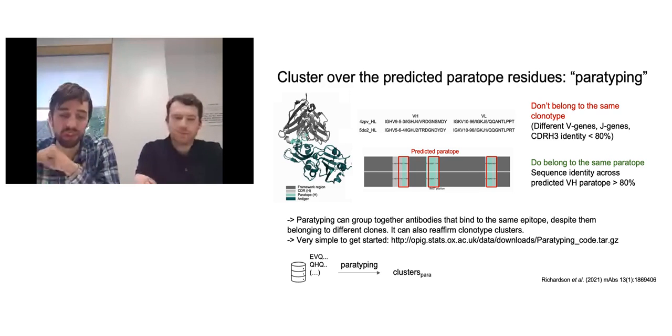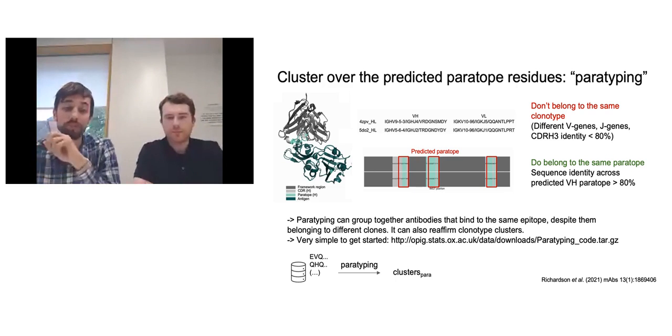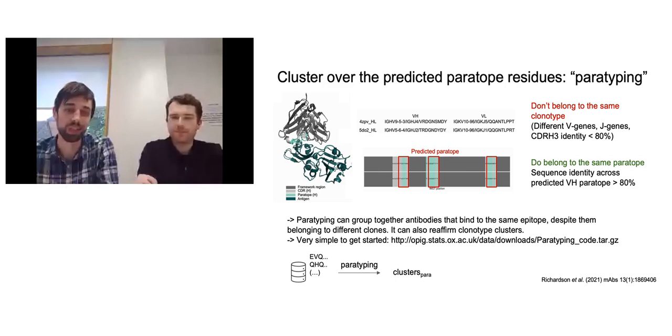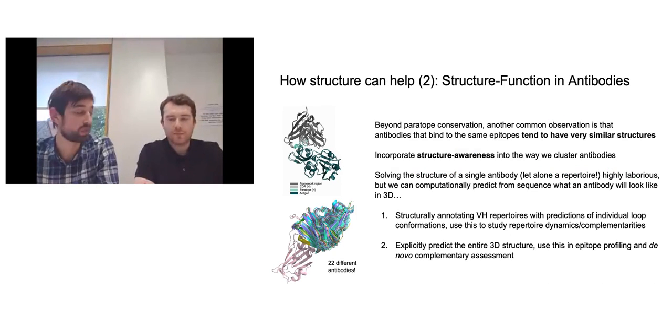And now I'll pass over to Fergus, who'll tell you a little bit about how we can be a bit more explicit about this and actually predict some structures of antibodies, which can help us cluster in another orthogonal way that's quite useful.